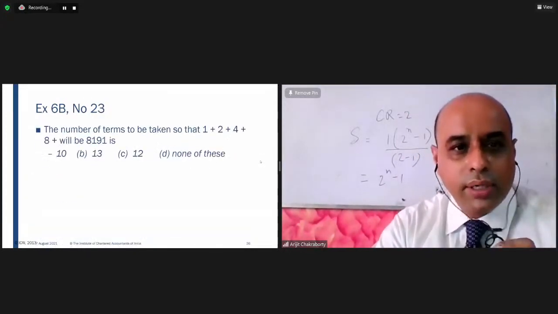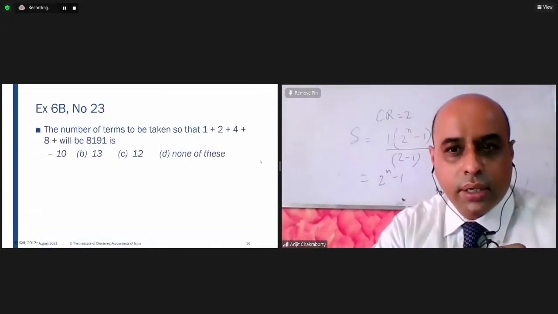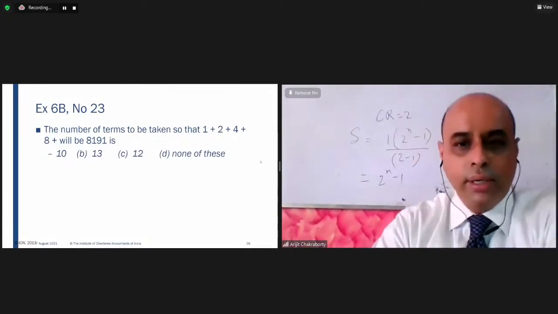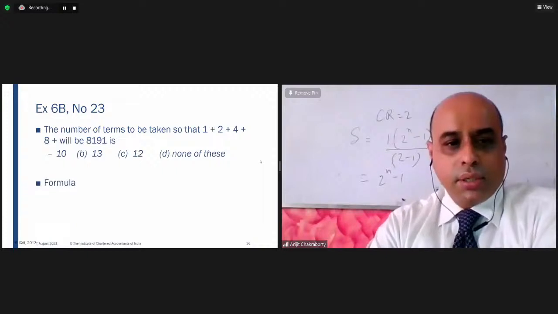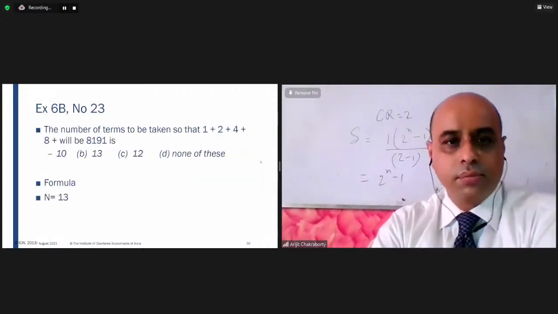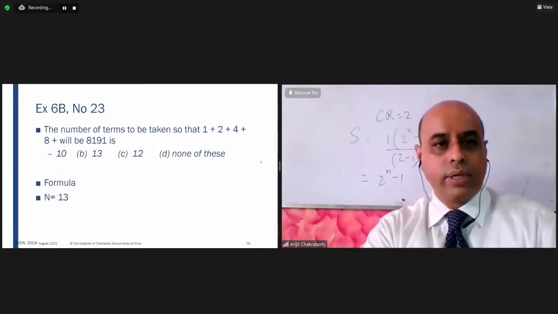Exercise 6B number 23: the number of terms to be taken so that 1 plus 2 plus 4 plus 8 ultimately will become 8191. So this is just a formula based question and n will come to 13. Similar to the other questions, so I'm not doing it.